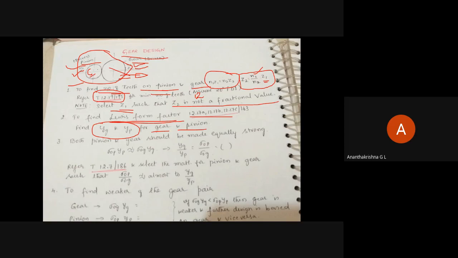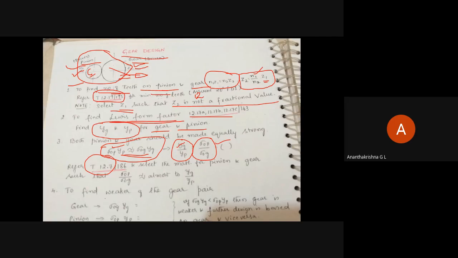So to make both the gears of equal strength, we can have the concept of sigma naught P YP to be equal to sigma naught G YG. That means the strength should be the same. So we have found out the Lewis form factor. Take the ratio and choose from table 12.7 two materials for pinion and gear such that their static stress ratio is almost equal to the YG by YP ratio. So that is step number 3.